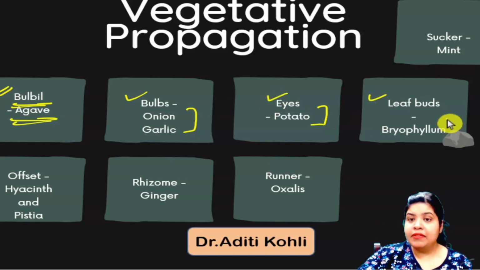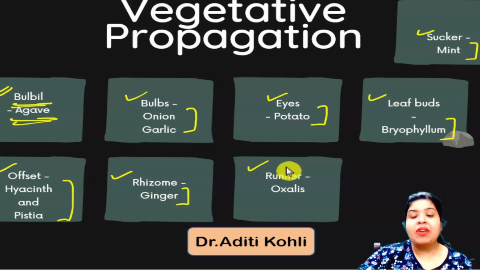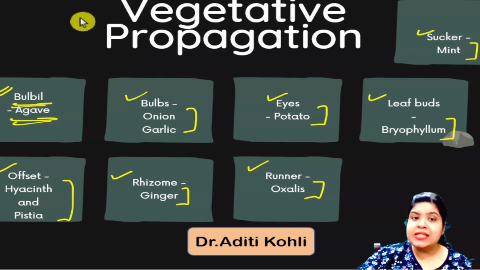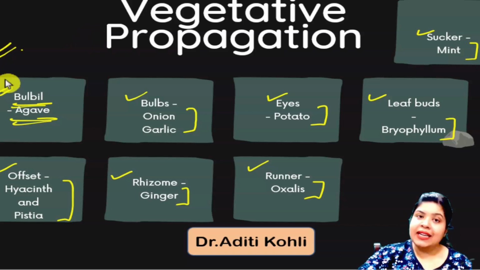Leaf buds, which are seen in bryophyllum. Suckers, which are seen in mint. Then we have offset, which is seen in hyacinth and pistia. Rhizome, which is seen in ginger. And runners, which are seen in oxalis. So these are the different vegetative propagation modes in different plants, and we will continue in the next video wherein we will describe each of them in detail.